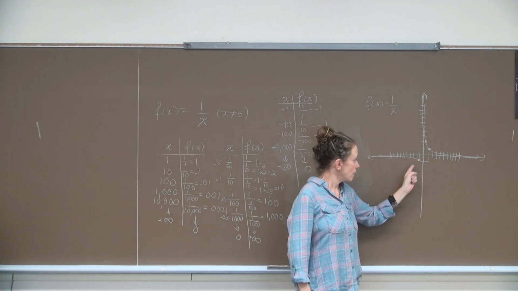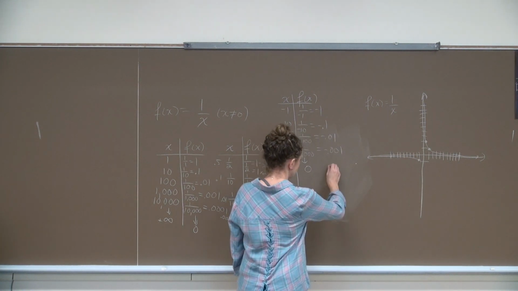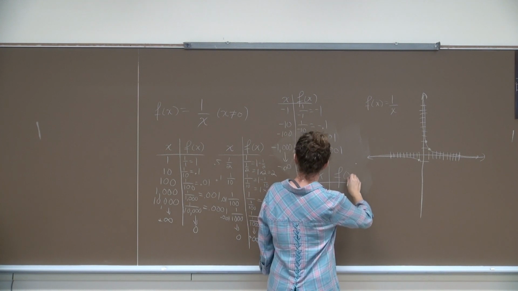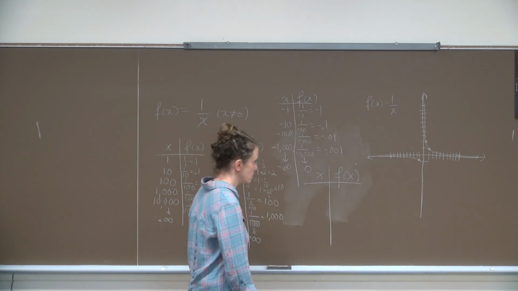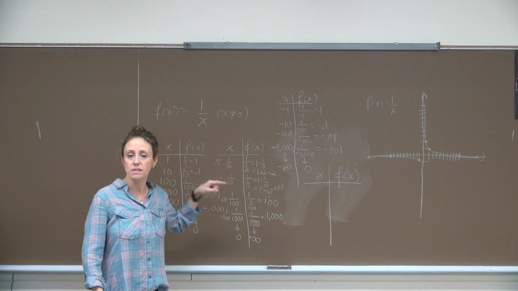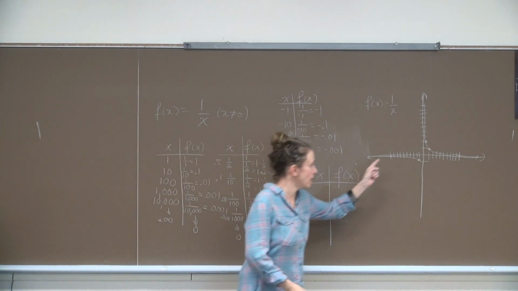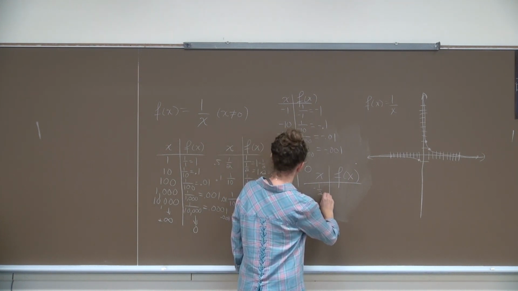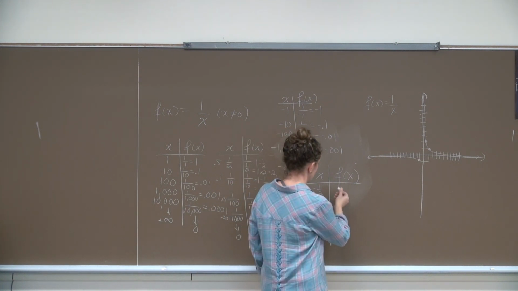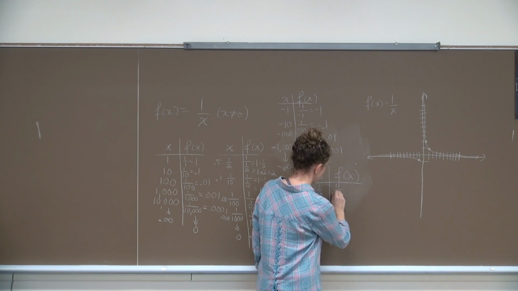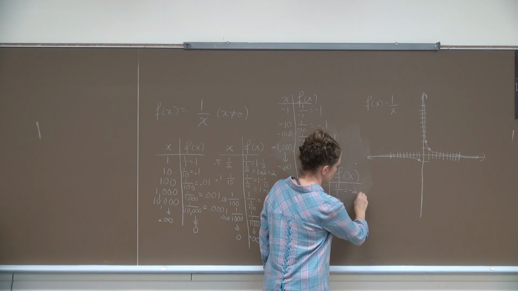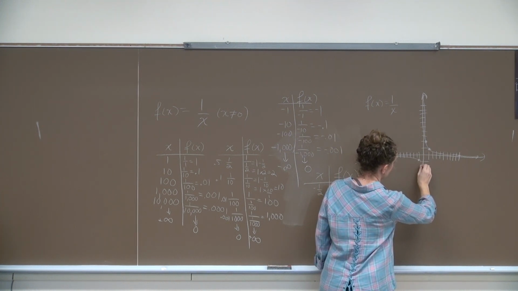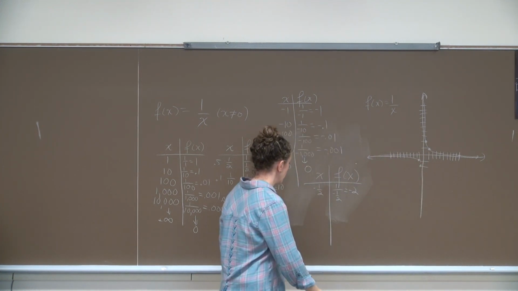Now to figure out what's going on over here, I'm going to start substituting in some values for x that are getting close to 0, but from the negative side. I'm coming from my negative x values over here. So if x is negative 1/2, f of x is the same thing as saying 1 divided by negative 1/2, which is negative 2. So let's graph that ordered pair. Here's negative 1/2, and here's negative 2. Trying a few more points on here.